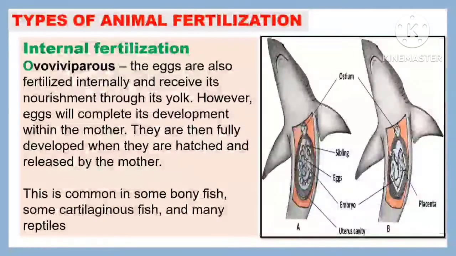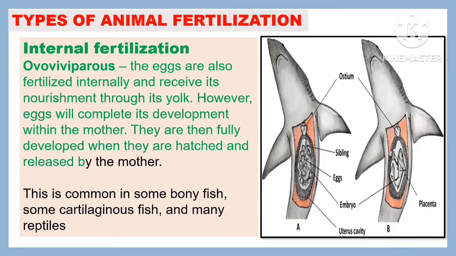Another type of internal fertilization is the ovoviviparous. The eggs are also fertilized internally and receive their nourishment through the yolk. However, eggs will complete their development within the mother. They are then fully developed when they are hatched and released by the mother. This is common in some bony fish, some cartilaginous fish, and many reptiles.